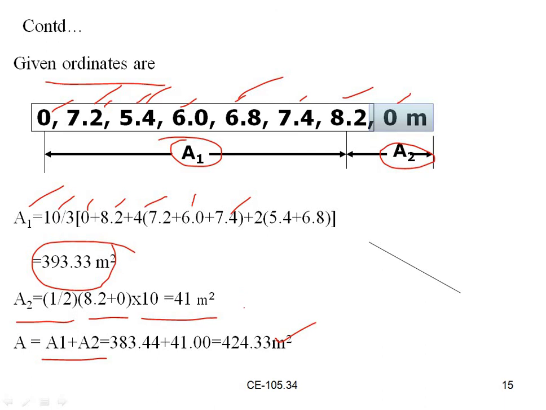So this is the Simpson's rule, a very accurate method compared with the average ordinate method and the trapezoidal method. So this is the condition here. Then see the next example number 3.